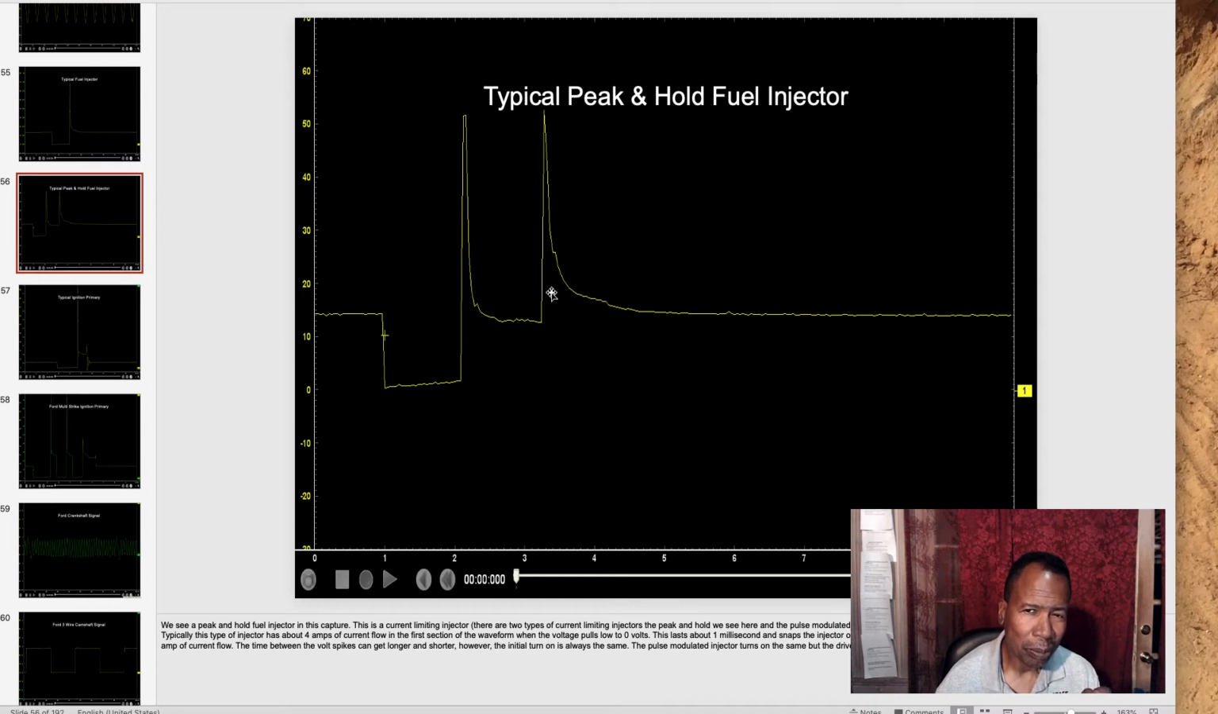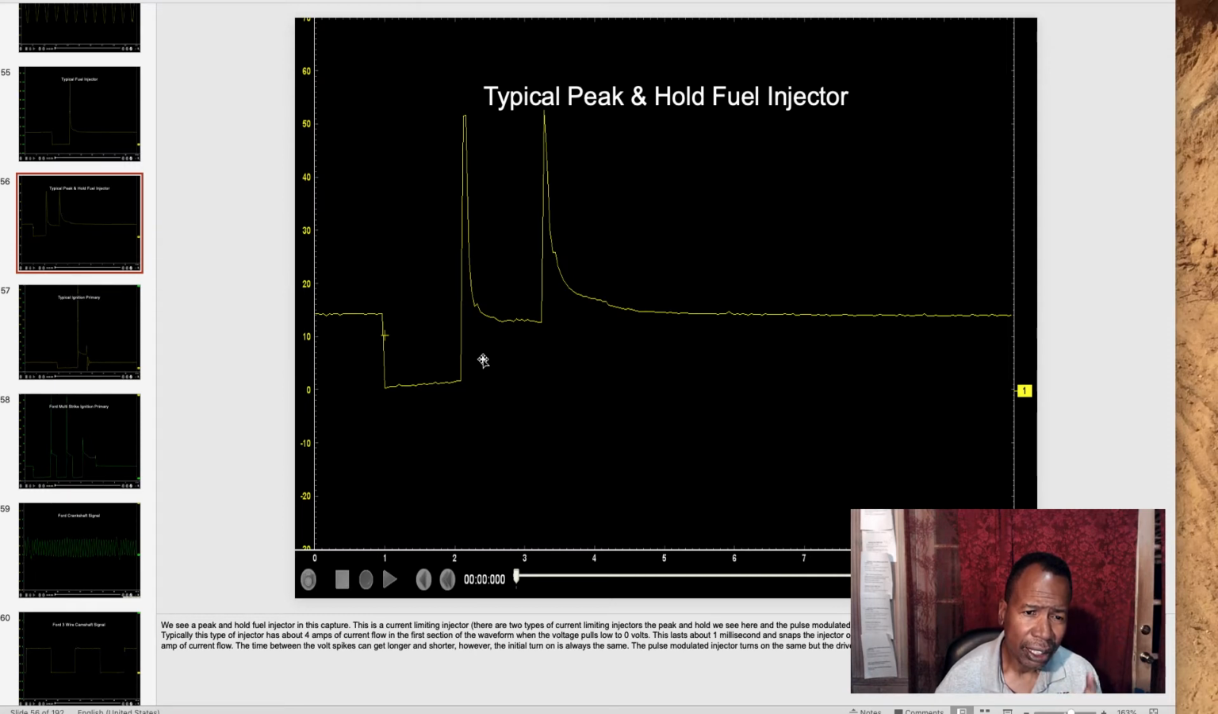Even for pulse modulating injectors, it's always the first drop, last peak. When you give it gas, this section stays the same. You will see this part increase and decrease the pulse width on this particular driver here. So again, this is called a peak and hold injector. This is a known good picture.